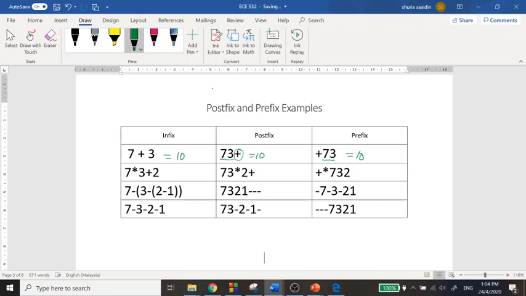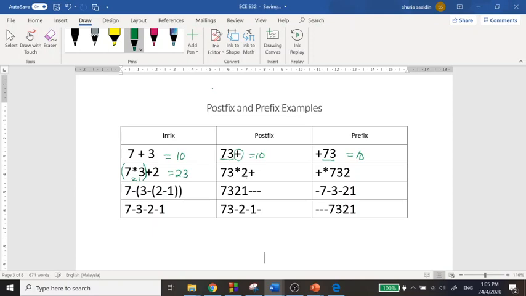In infix, if we have this kind of expression, we have to solve according to the precedence rule. The precedence rule is that you have to solve the multiplication first. You have to solve this one first. This one becomes 21. So 21 is the new operand. So 21 plus 2 equal to 23.